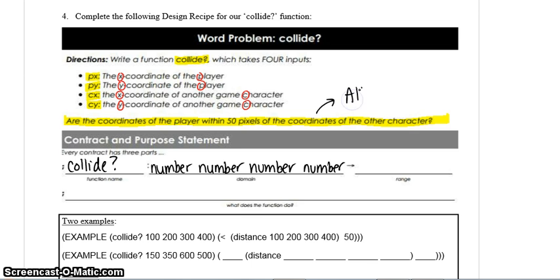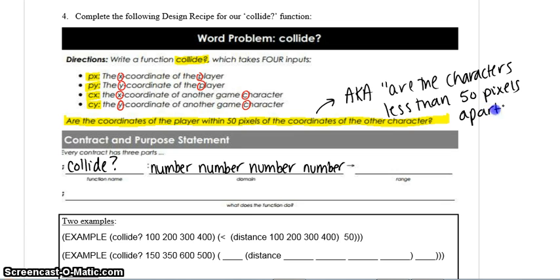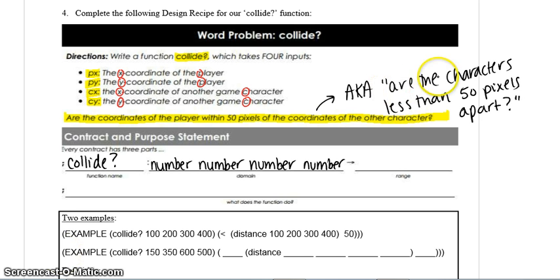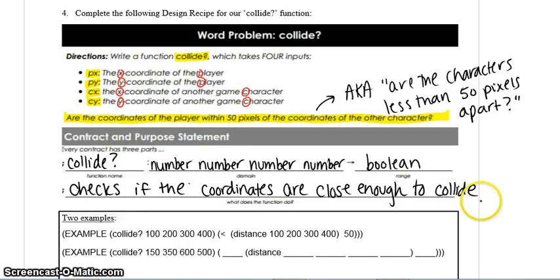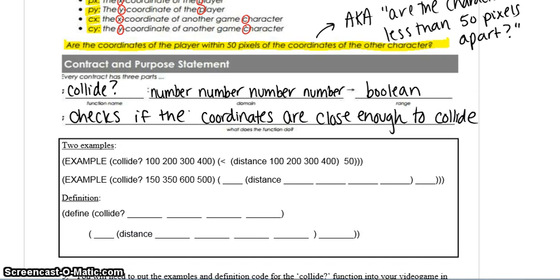So I kind of want to reword that there. AKA, are the characters less than 50 pixels apart? We want to know, are the characters supposed to collide when they are a certain number of pixels apart? So since that question is really asking a yes or no question, or a true-false question, we're going to find that the range here is actually a Boolean. We're actually going to get true, the characters are less than 50 pixels apart, or false, the characters are not less than 50 pixels apart, meaning they would not collide. So for the purpose statement, I would say this function checks to see if the coordinates are close enough to collide.